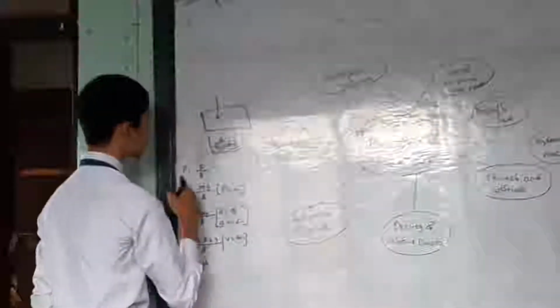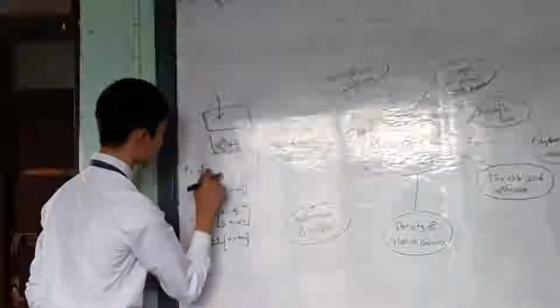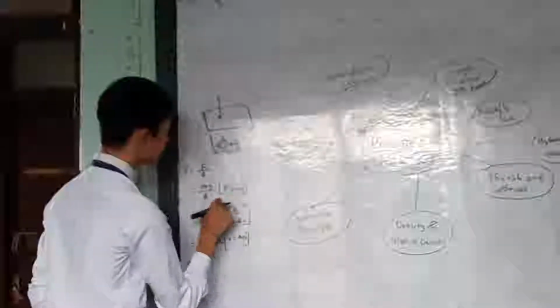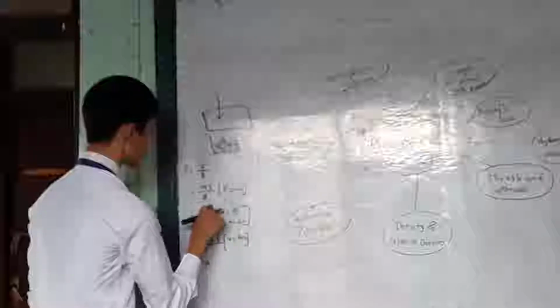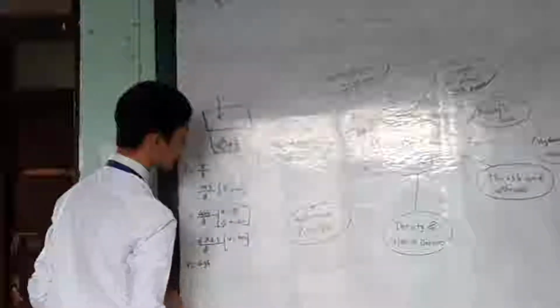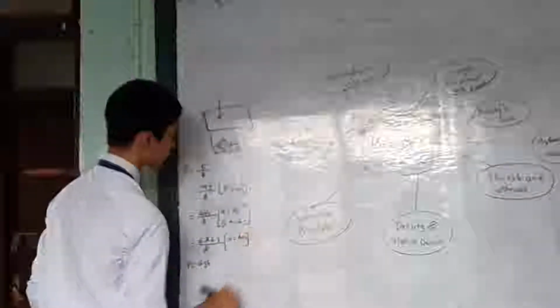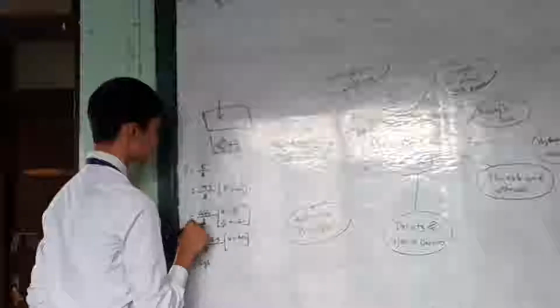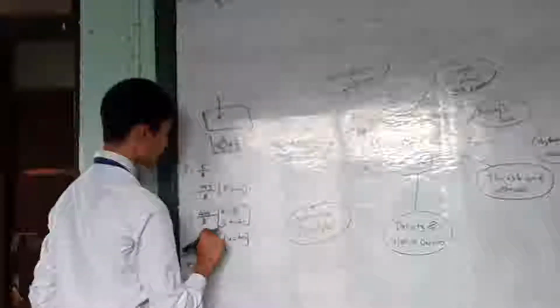Now, by the definition of pressure, pressure equals force by area. And we know that force equals mass times acceleration due to gravity, so we can write mg by A. Again, we know that density equals mass by volume. From this relation, we get mass equals density times volume. So we can write pressure equals density times volume times acceleration due to gravity by area.